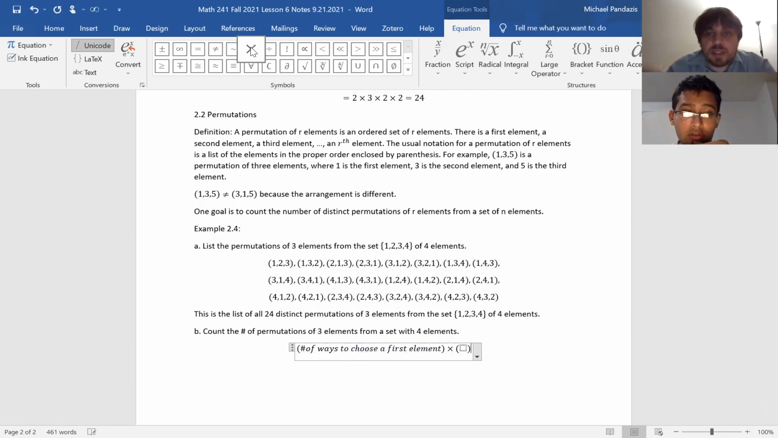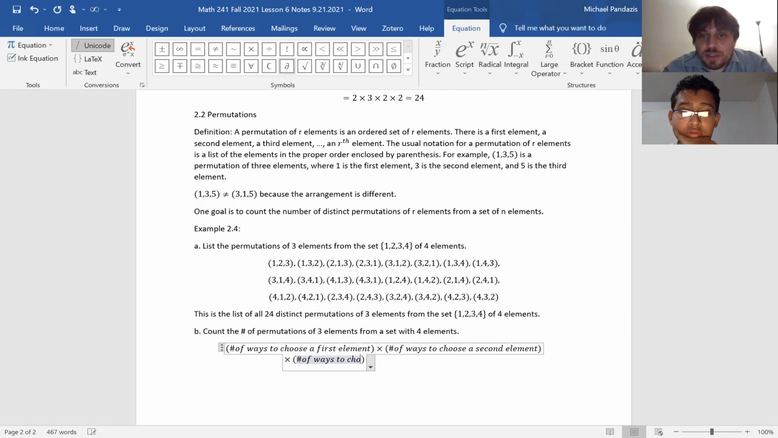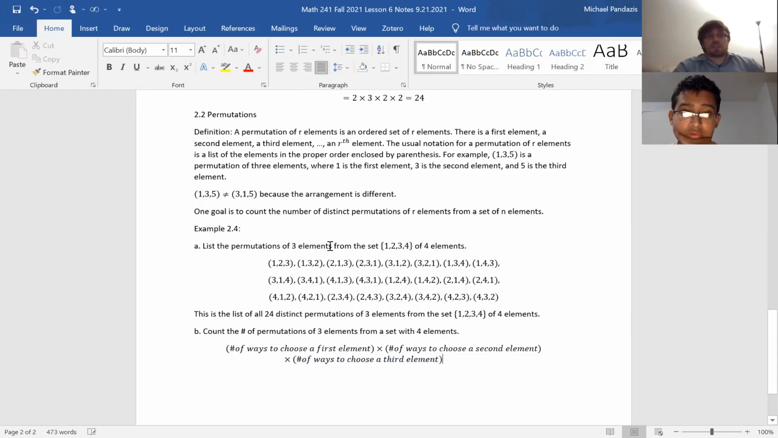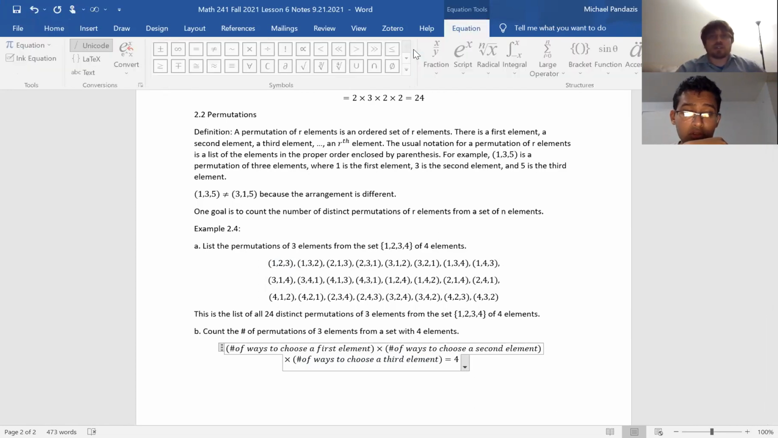And you multiply that by the number of ways to choose a second element. And then you multiply that by the number of ways to choose a third element. Okay, so you have a certain number of choices for the first, then a certain number of choices for the second, and then a certain number of choices for the third. Well, since it's a set of 4 things, you have 4 choices for the first thing, any of the 4 elements of the set.